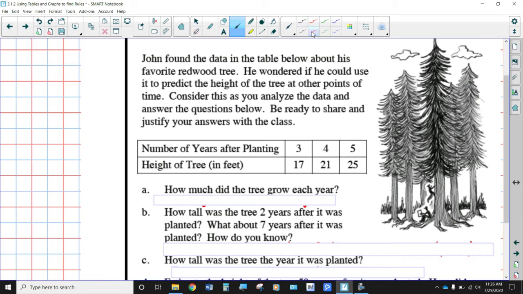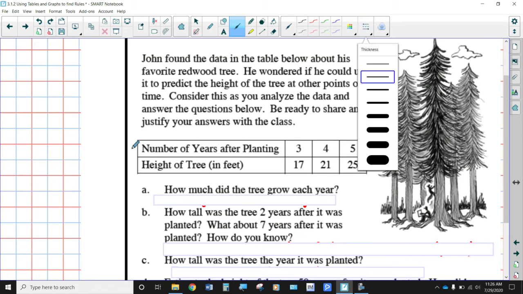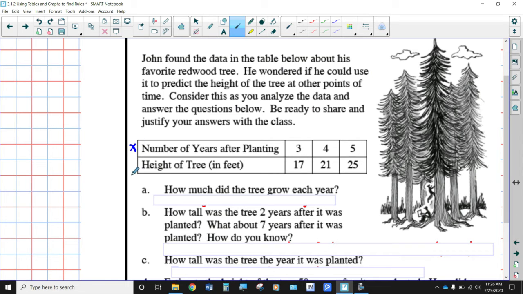So I would recommend that everyone write down, we're going to call the number of years after planting our X variable, and the height of the tree will be our Y value. So how tall is the tree? Depends on how many years after planting you measure it. So X is our independent variable here, okay? So let's take a look at the table and answer these questions, okay?